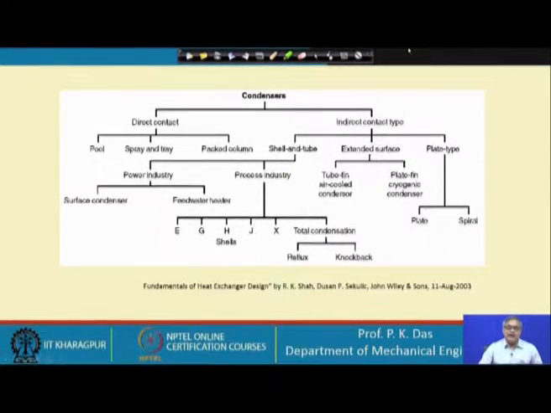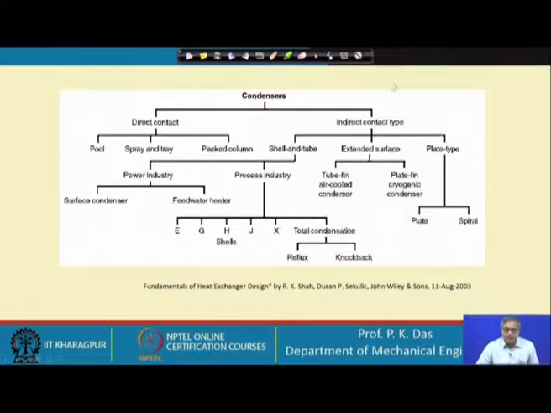Then as I have told during my introductory lectures, direct contact heat exchangers are not many in number. Rather, indirect contact heat exchangers are quite often seen and used in industry. What is indirect contact? Let me recapitulate once again. Here between the two fluid streams, there will be some sort of a solid wall. So, in case of condensers also, vapor and the cooling fluid will be separated by a solid wall.